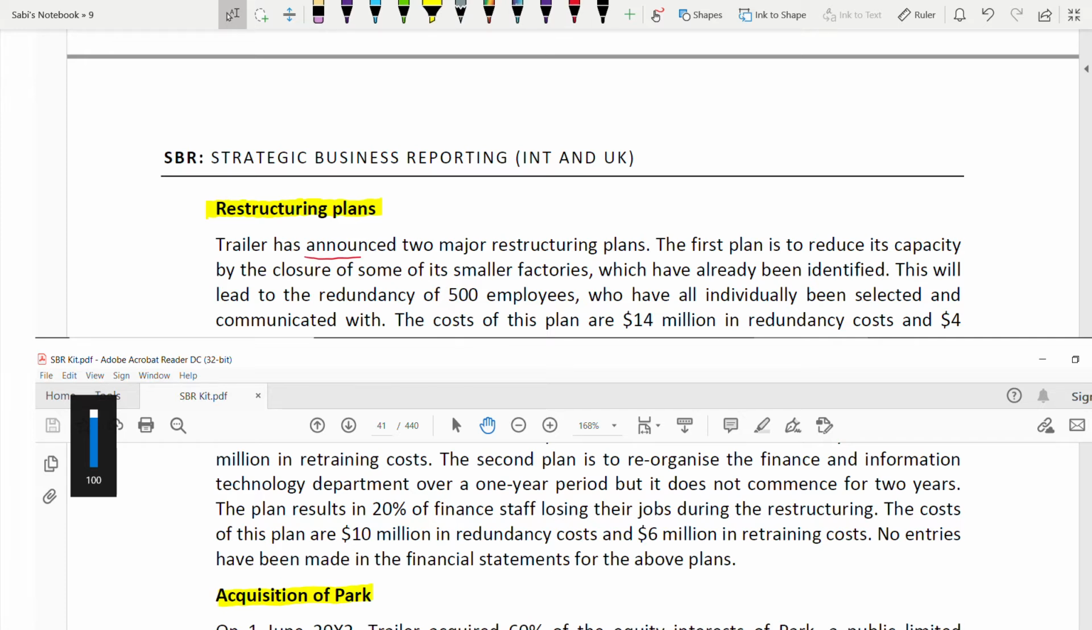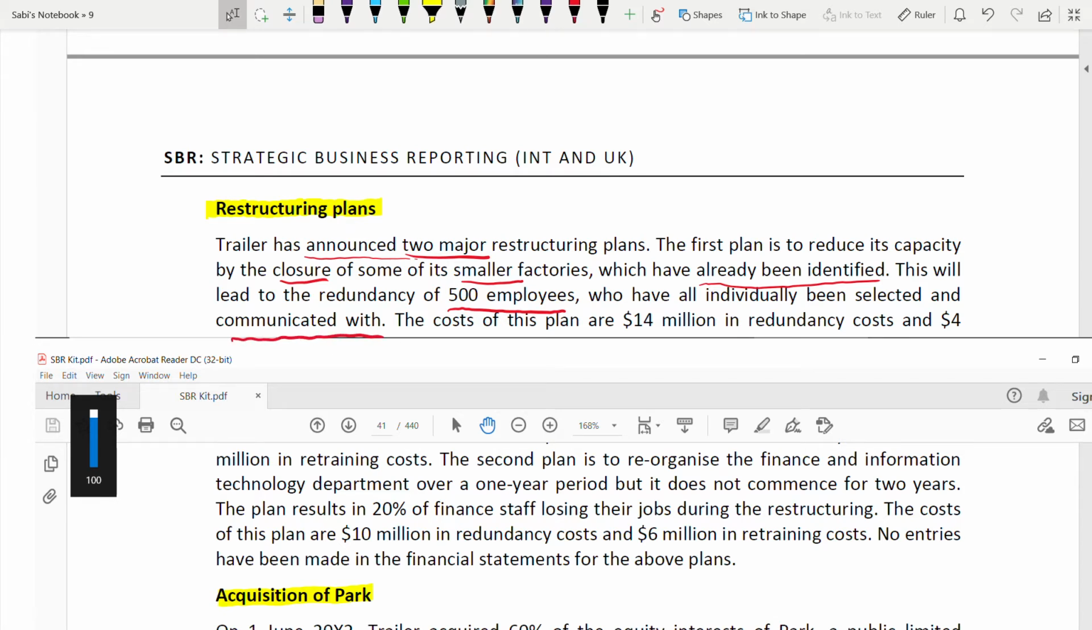Has announced two major restructuring plans. Okay, what is the first plan? To reduce its capacity by the closure of some of its smaller factories. That means selling off smaller factories, which have already been identified. Okay, to close small factories. That's the first plan. This will lead to the redundancy of how many? 500 employees will be redundant, and they have all been individually selected and communicated with.